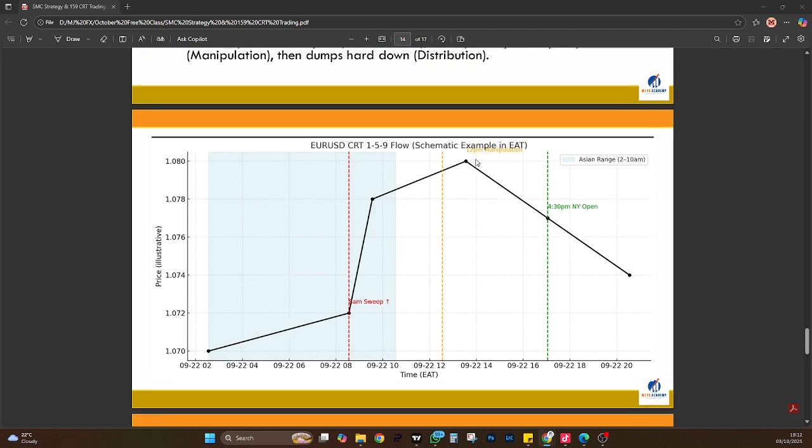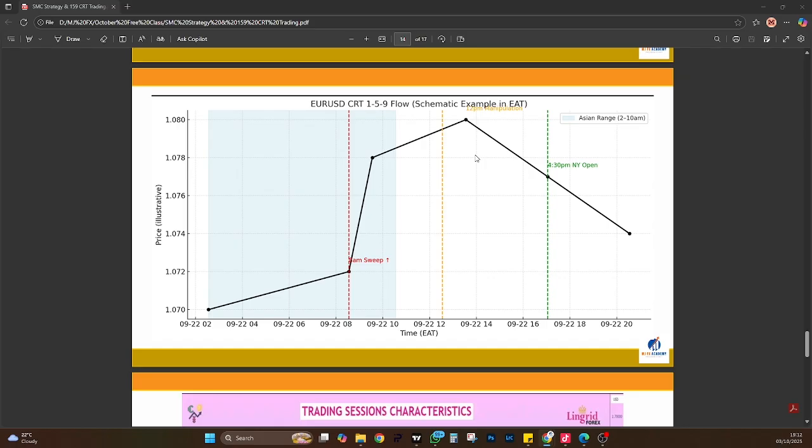Because I'm in East Africa, you allow me to use the East African time to demonstrate this, but you can convert this to any time zone depending on where you are. But this is 1 a.m. New York time, 5 a.m. and then 9 a.m., and I want to show you how 159 connects to our strategy and how this will be a lifesaver for you in trading.